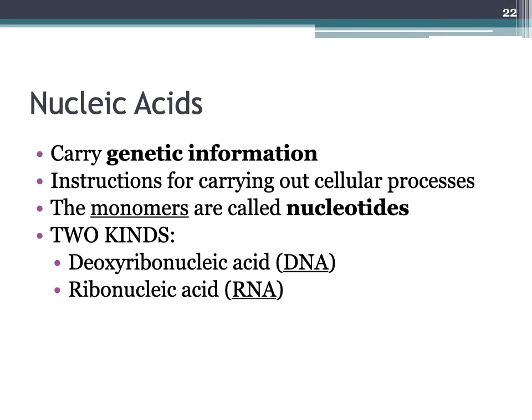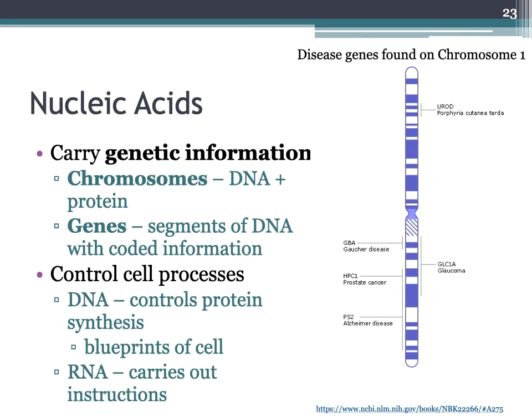Nucleic acids carry the genetic information. Their monomers are called nucleotides. You get two types of nucleic acids, DNA and RNA. They carry the genetic information in large pieces of DNA that are called chromosomes, which are DNA and the proteins that hold them together. A gene is a small segment of DNA that codes for a particular protein or a particular piece of it. Yeah, we'll just go with protein.